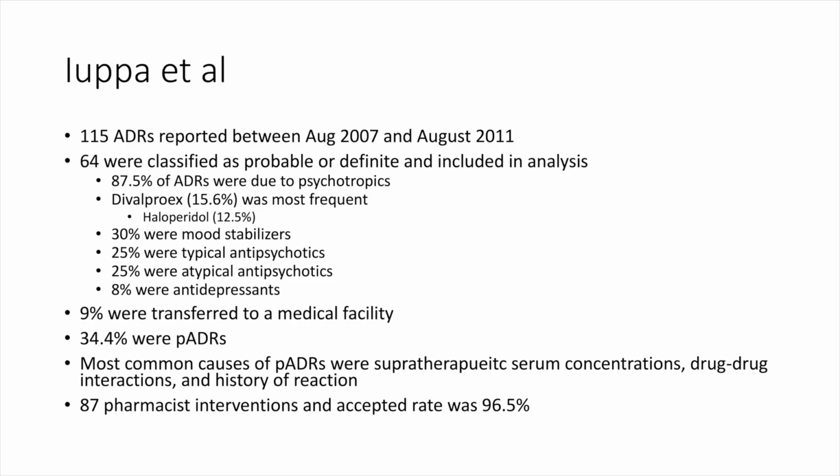Then there's a Iupa et al. article. I hope I didn't butcher it. I know I did. They report 115 ADRs between August 2007 and August 2011. 64 were classified as probable or definite. And unlike the Thomas et al.